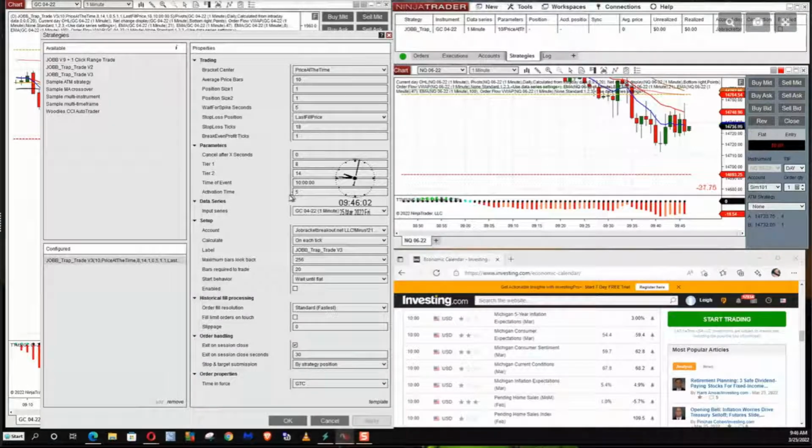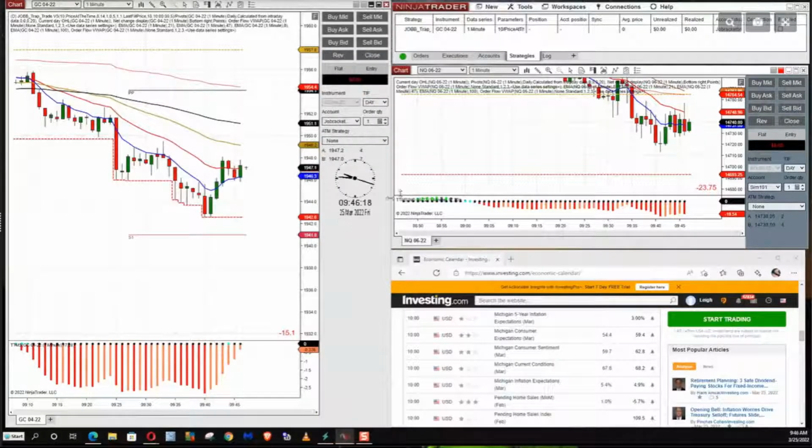5 seconds. Okay. And then my stop is 18. Break even profit ticks will be removed. It doesn't belong there. One position for each tier. That's my setup.